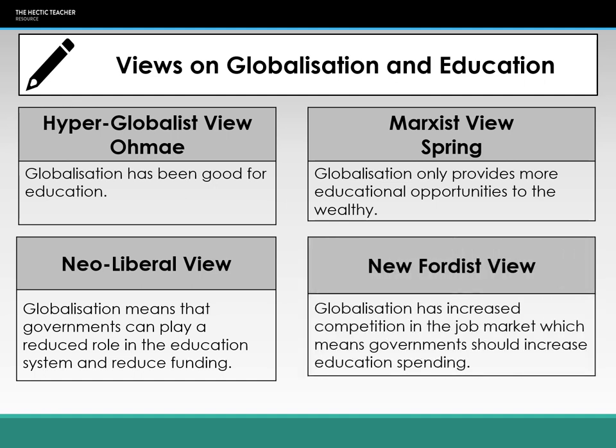Okay, and our final view is the new Fordist view, and this view argues that because globalization has created this increase in competition in the job market, governments need to increase education spending. They believe that globalization has identified more of a need for funding for education so that we can compete on a global scale. As I was saying earlier, they're arguing that we need to be more like the Scandinavian schools in the UK, or we need to be more like the Asian schools. But the new Fordist views are saying, yeah, okay, fine, but you need to match their funding because otherwise you can't compete on a global scale.